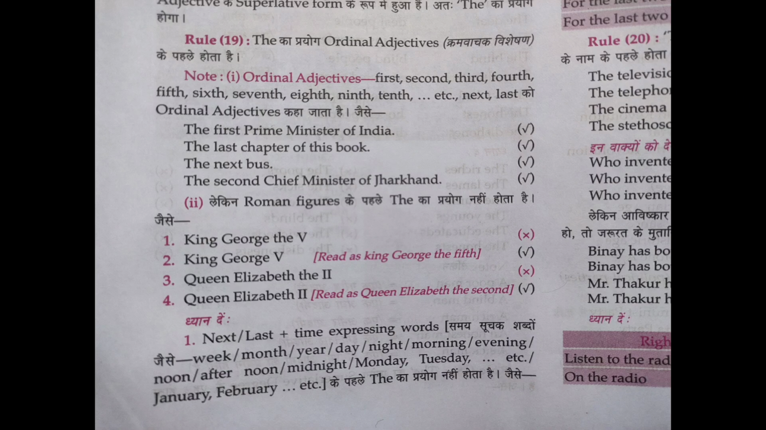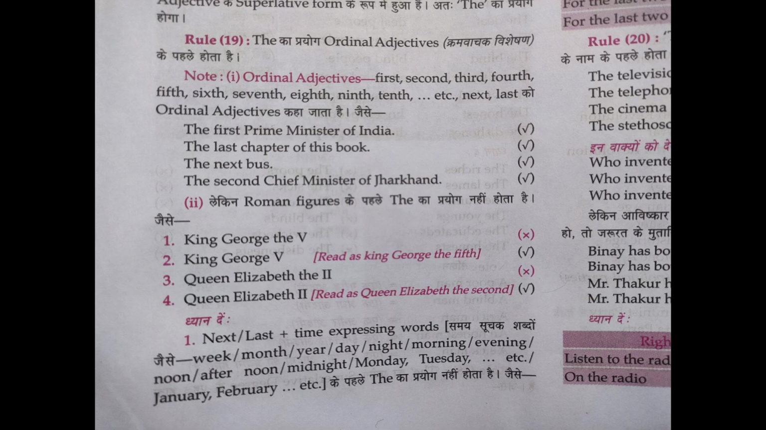175 grammar. Rule number 19. The is used before the ordinal adjectives. Ordinal adjectives like first, second, third, fourth, fifth, sixth, seventh, eighth, ninth, tenth, etc. Next and last are also ordinal adjectives, like the first Prime Minister of India, the last chapter of this book, the next bus, the second Chief Minister of Jharkhand.